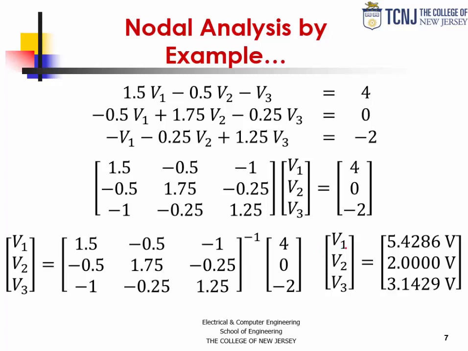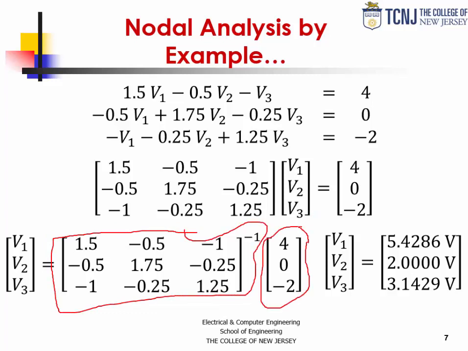So the voltage at node V1 is going to be 5.4286. The voltage at V2 is going to be 2 volts, and the voltage at V3 is going to be 3.1429 volts. It is very important that you know how to use your calculator to do matrix arithmetic. Essentially this type of manipulation here, which is first entering a matrix, then taking the inverse of that matrix, then entering a vector and multiplying it times the inverse of that matrix.